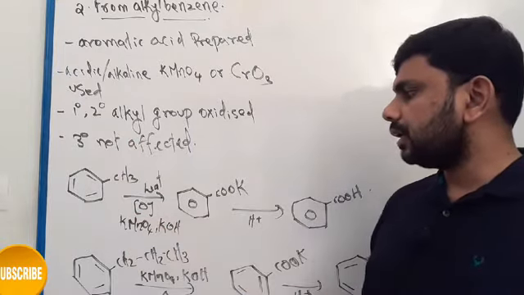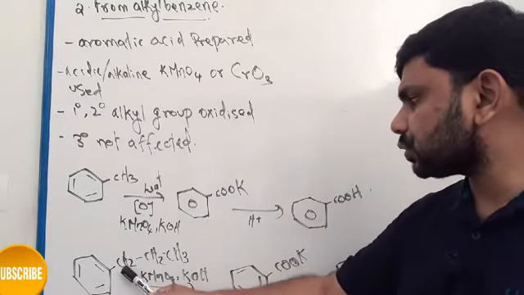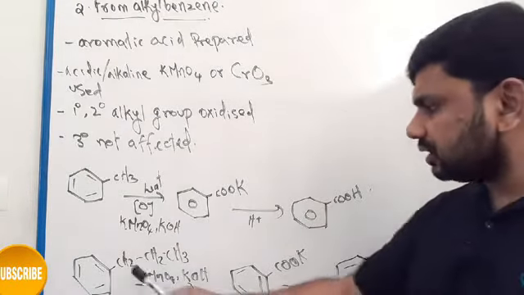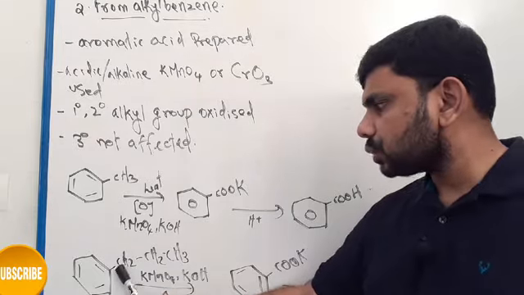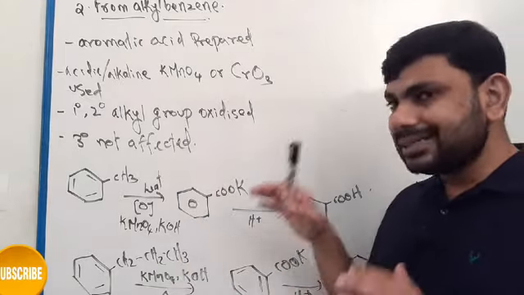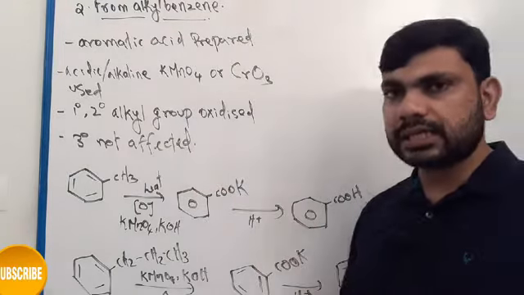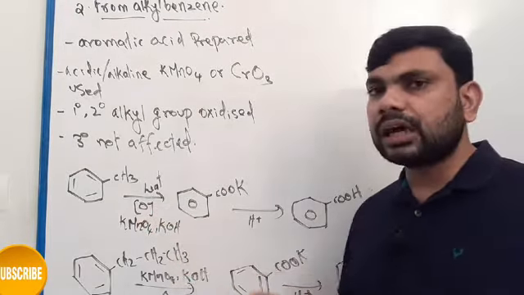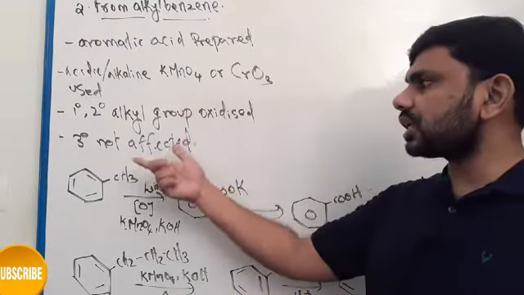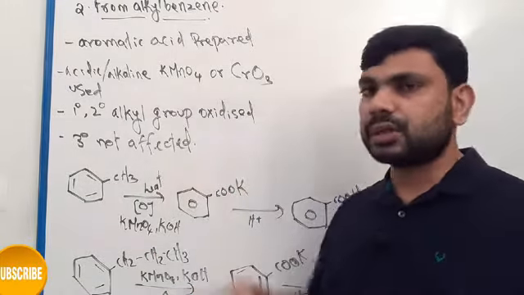Here, after the benzene ring, this is CH2. Finally that CH2 changes to COOH. Clear? This carbon atom is directly attached to another carbon, so this is a secondary carbon. By this method, primary and secondary alkyl groups change to carboxylic acid. Primary and secondary alkyl groups can be oxidized and changed to carboxylic acid, but a tertiary alkyl group or tertiary carbon atom does not oxidize by this method.